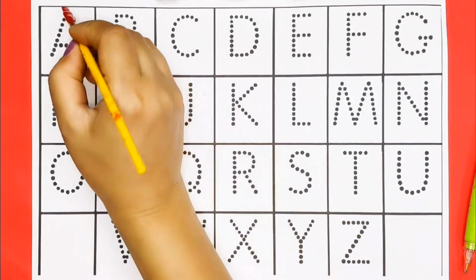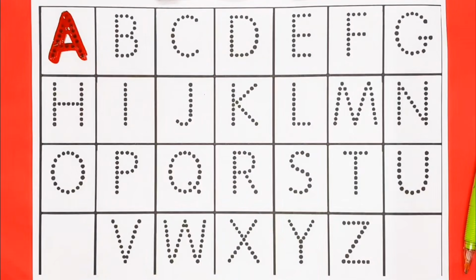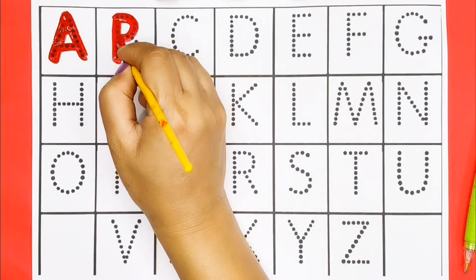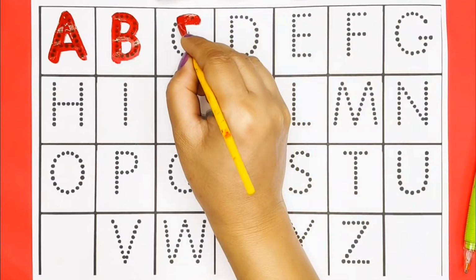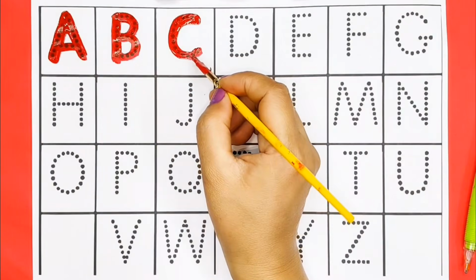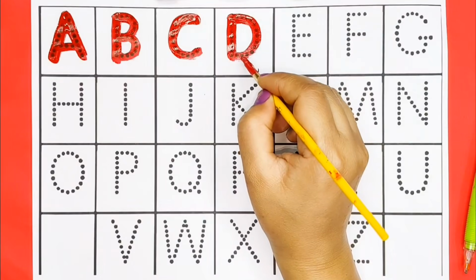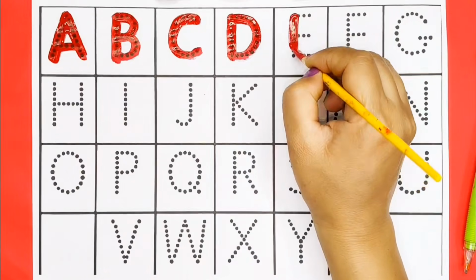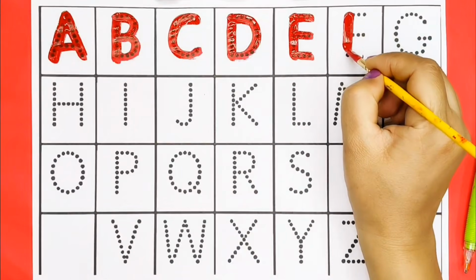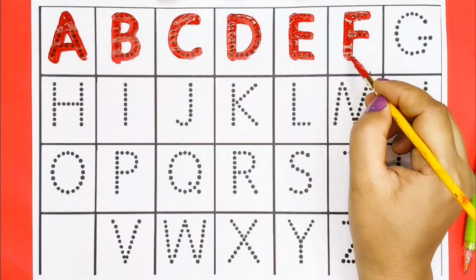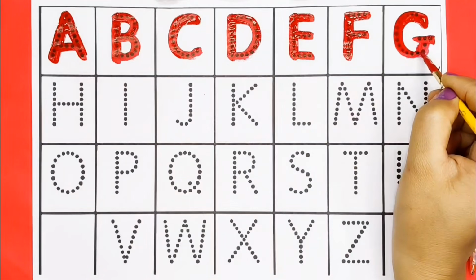Red color. A. A for apple. B. B for ball. C. C for cat. D. D for dog. E. E for elephant. F. F for frog. G. G for goat.